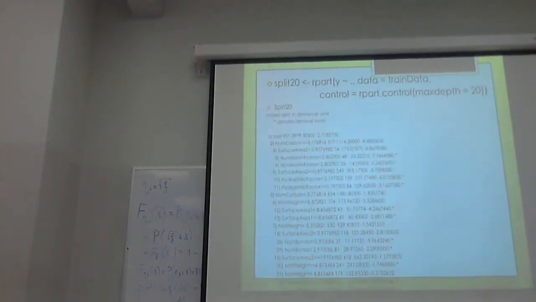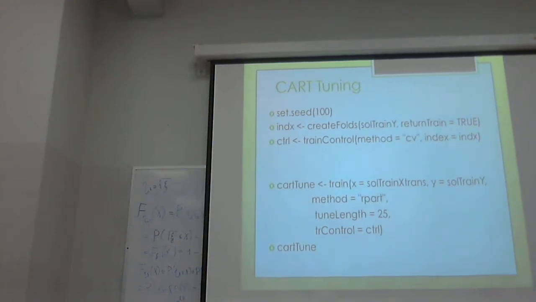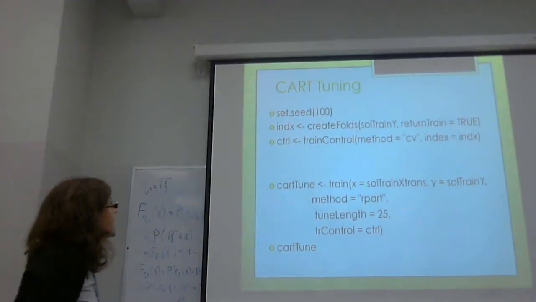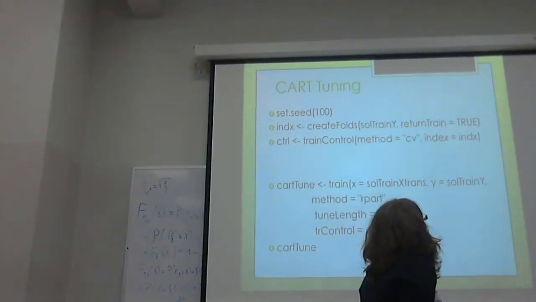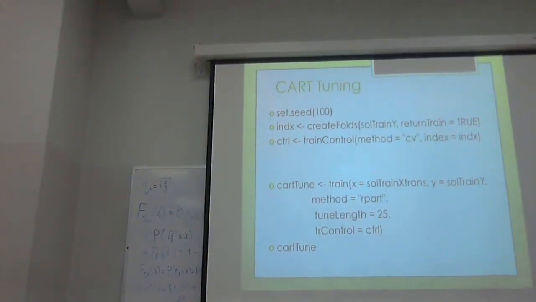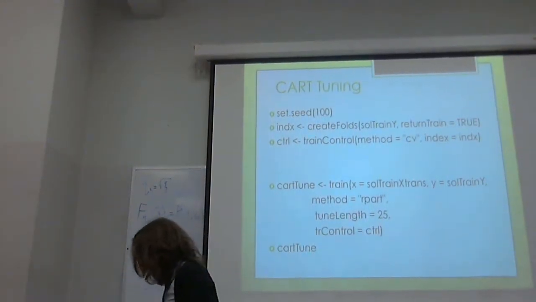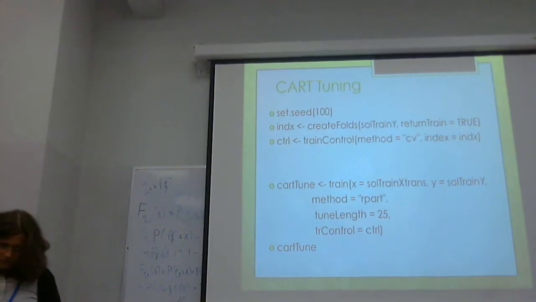Okay, now we are going to train package. Train package also has this implementation, and let's do tuning. Again, we will set control parameters with cross-validation with folds, and then we create this indexing file. The train control method is cross-validation with the options to create folds.